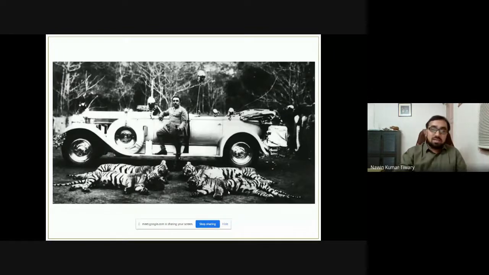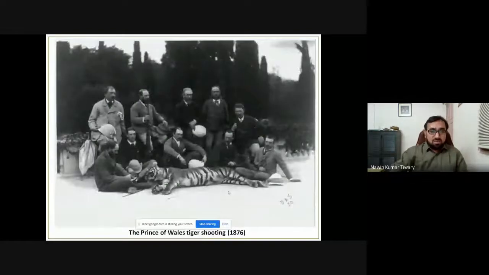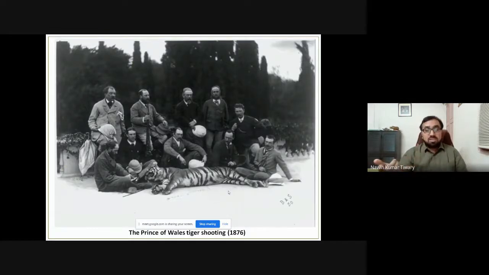And in this image, you can see he is so proudly posing himself with 4 of these tigers and his Rolls Royce Phantom. So it can just show you what kind of things have happened. So that's another interesting image that we have. The Prince of Wales shooting his tiger in 1976.